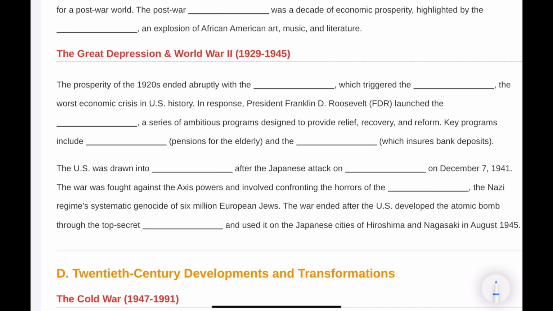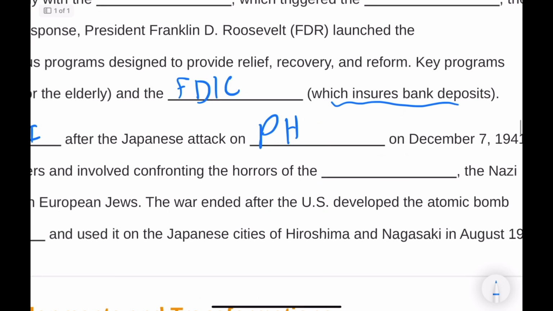And the last one we completed was the Social Security. And next was, let's see here, issuances of bank. Okay, so that is the beginning of the FDIC. All right, right here, the U.S. was drawn into World War II after the Japanese attack on Pearl Harbor on December 7th, 1941. The war was fought against the Axis powers and involved confronting the horrors of the blank, which is the Holocaust.